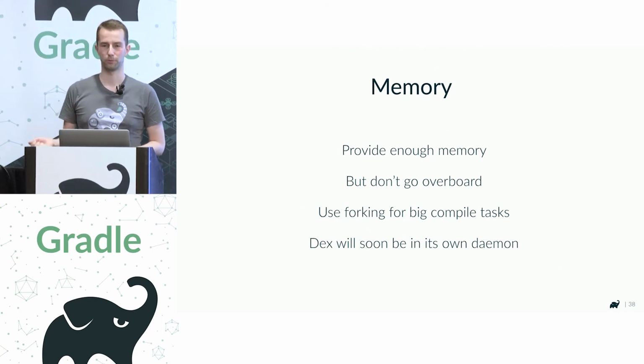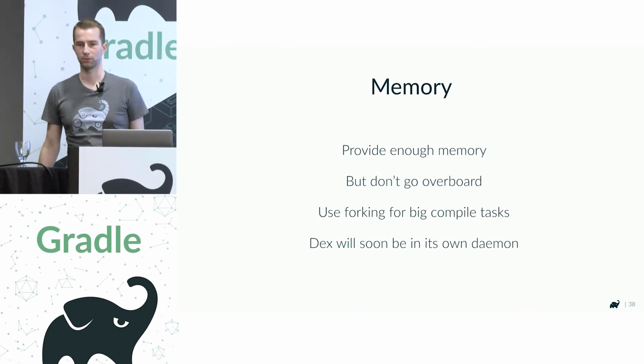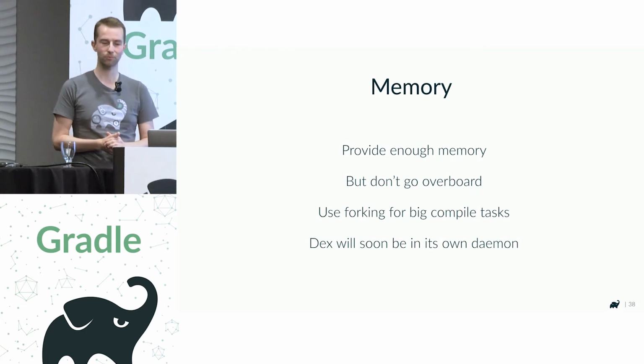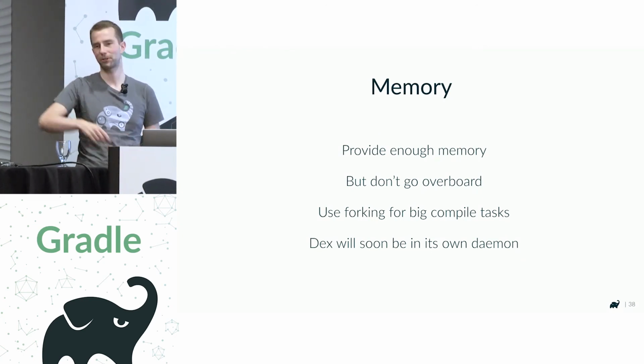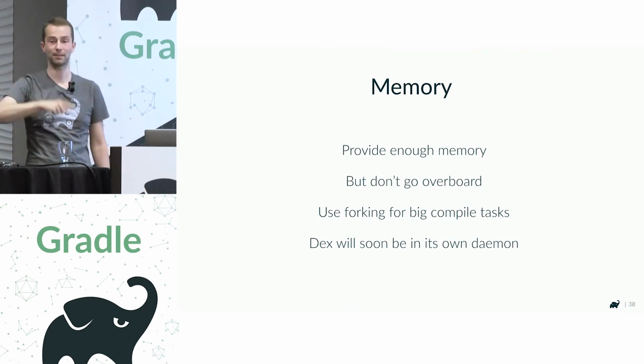And you don't want to go overboard. Even if your project is really big, let's say you have 100 or 200 sub-projects and a lot going on in your project, then yes, you might need 2 gigs. But don't go straight to 8. That's not going to make your build faster. It's actually going to make it slower.